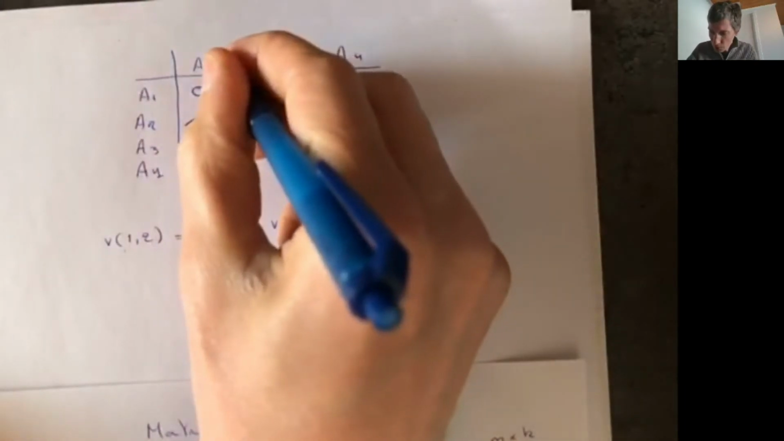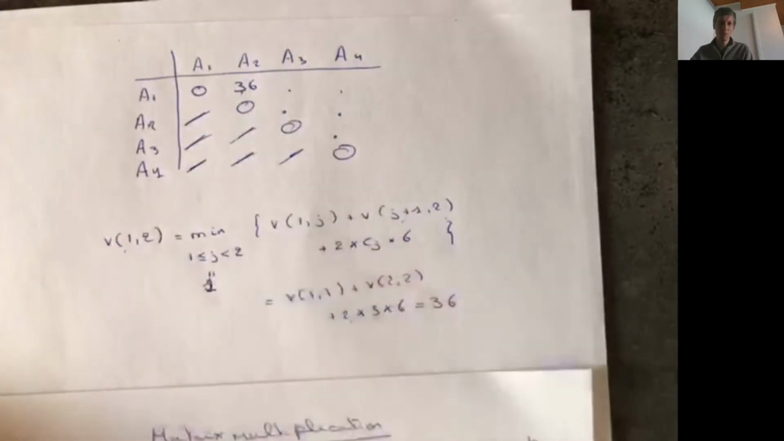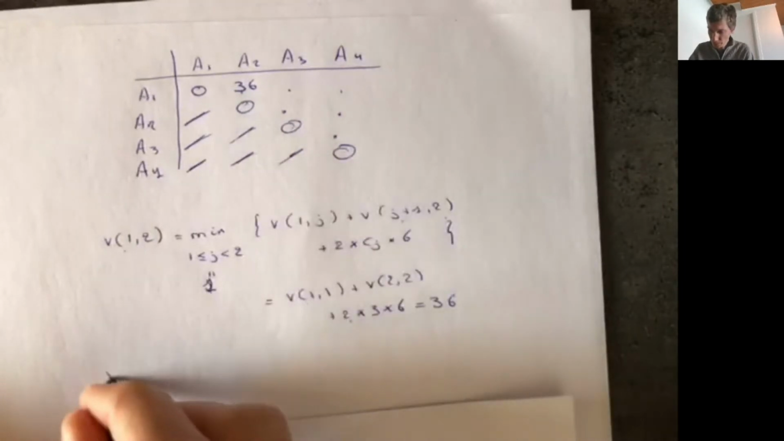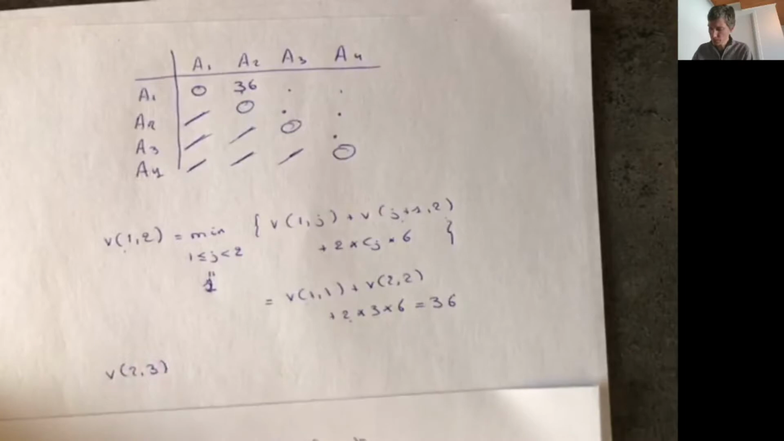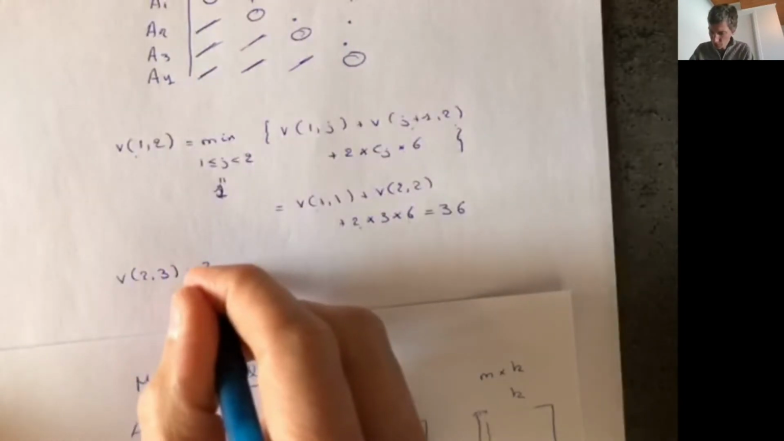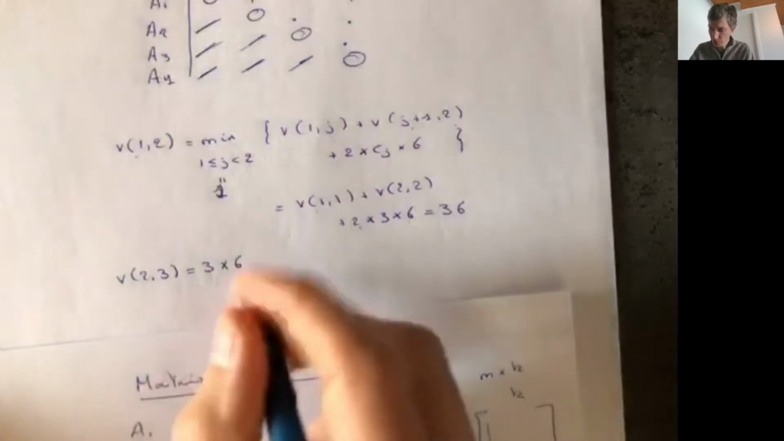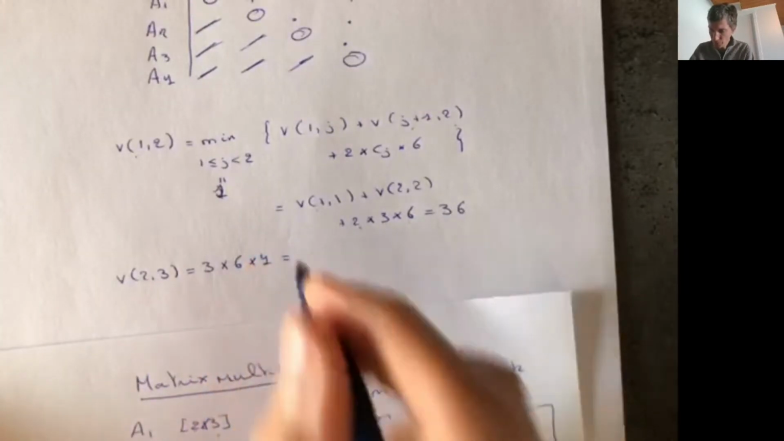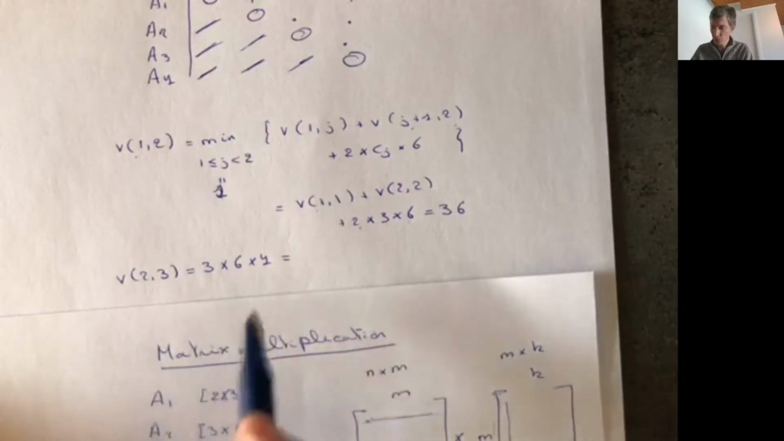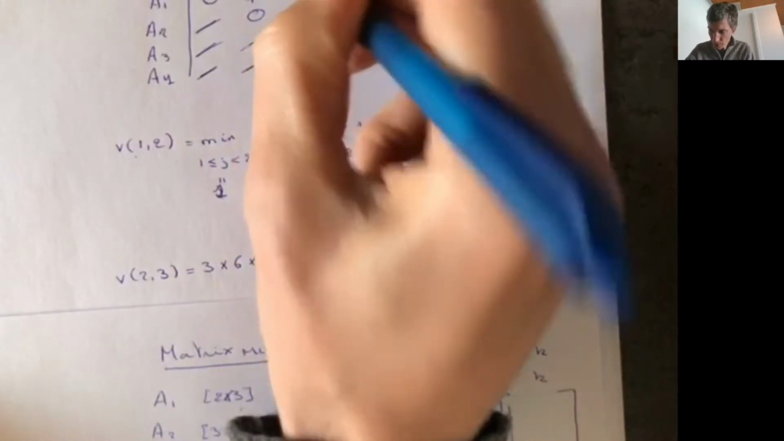Okay, and this is easy. This is simply multiplying matrix 1 and 2 together, right? You get 36. This is a bit more elaborate. So if you multiply matrix 2 and 3 together, you will have the same thing, right? You have the number of rows of matrix 2, which is 3, the number of columns of matrix 2, which is 6, and the number of columns of matrix 3, which is 4. Okay, so this is 3 times 4, which is 12, times 6, which is 72. Okay, so here we have 72.